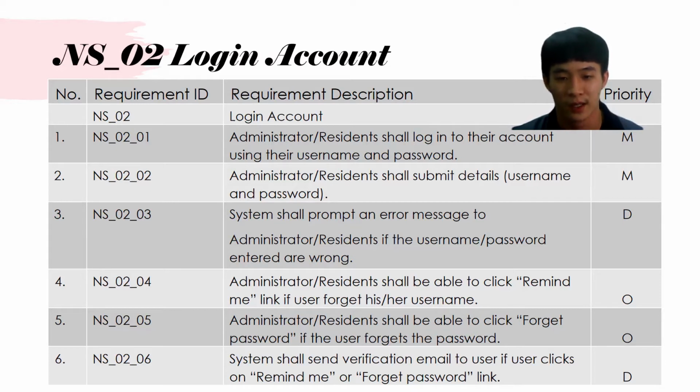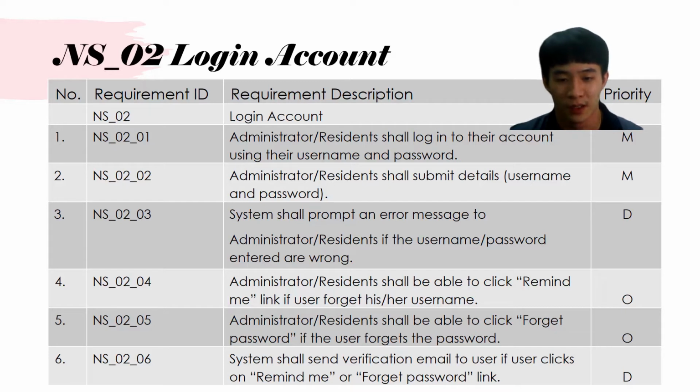Next, the system shall prompt an error message to administrator or resident if the username or the password entered is wrong. Okay, for the next one, administrator or resident shall be able to click the remind me link if the user forgot his or her username. So if a resident or admin forgets their username, they can click a link over there, then they will get the new username.